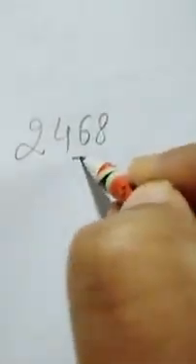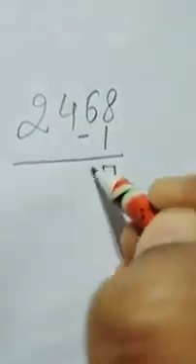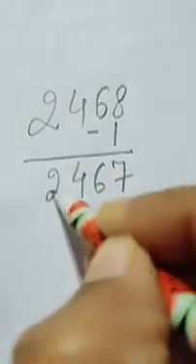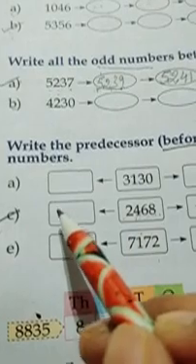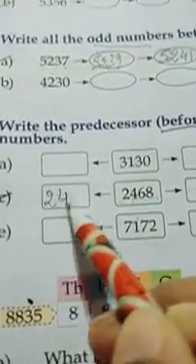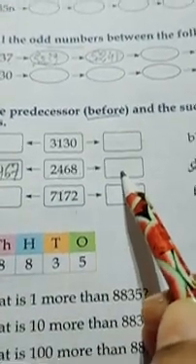2468, minus 1. 8 minus 1 is 7, here 6, here 4, here 2. This is the before number. So what will you write here? 2467.